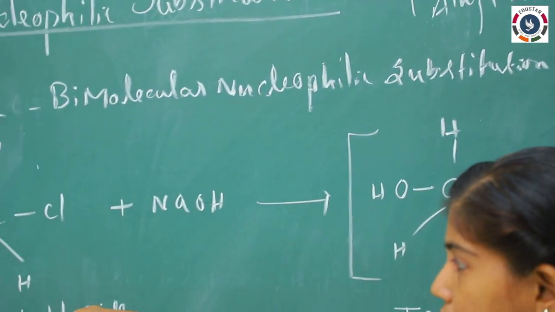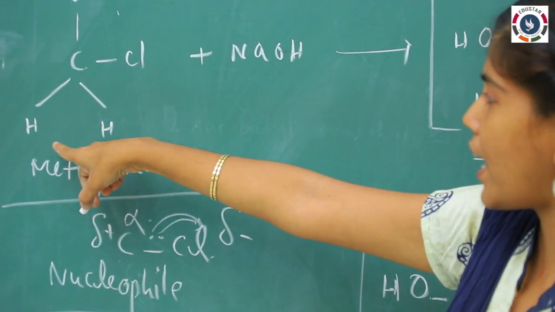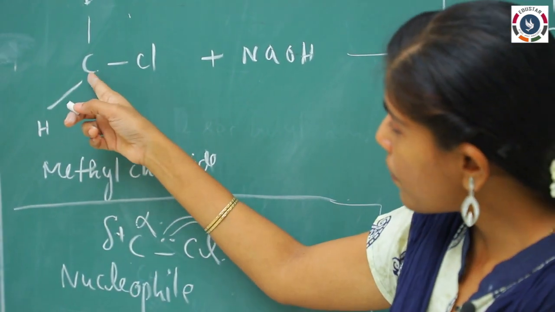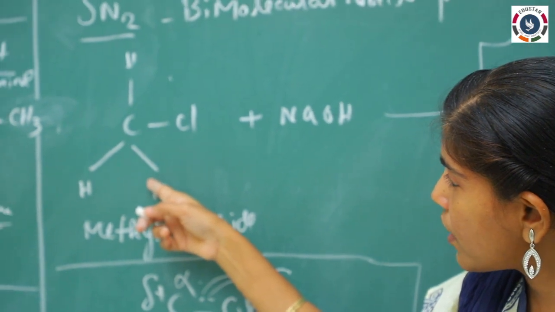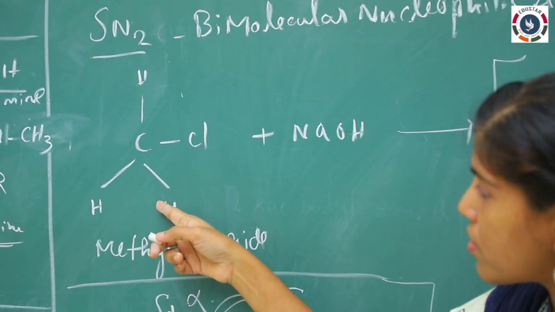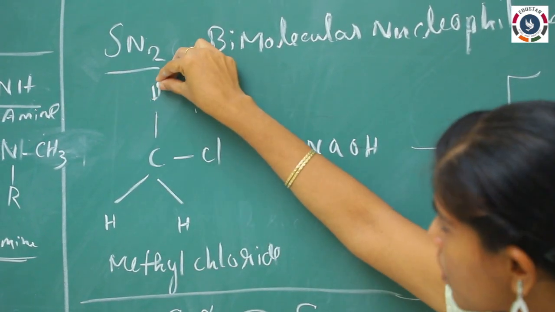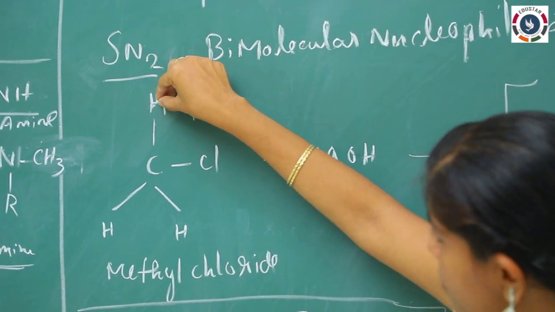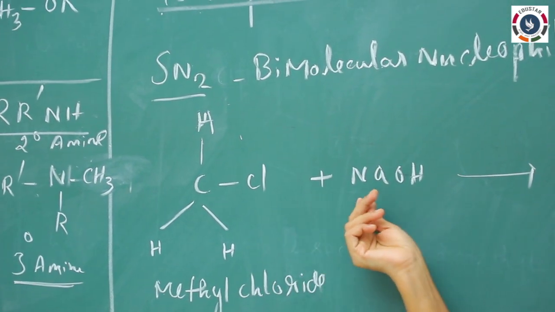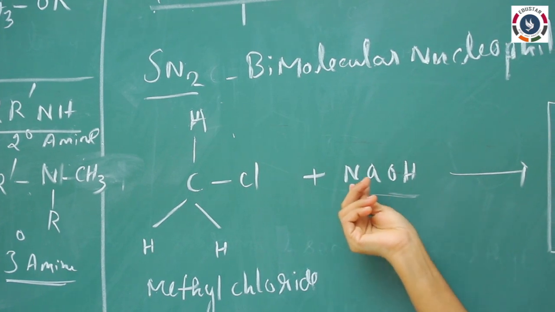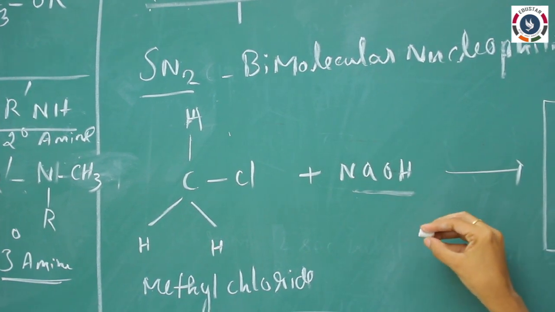Methyl chloride I have taken. That is a primary alkyl halide. In methyl, there are 3 hydrogen atoms, and I have drawn the spatial arrangement of the 3 hydrogen atoms for explaining this reaction, and I am adding along with the reagent, that is a base, sodium hydroxide.